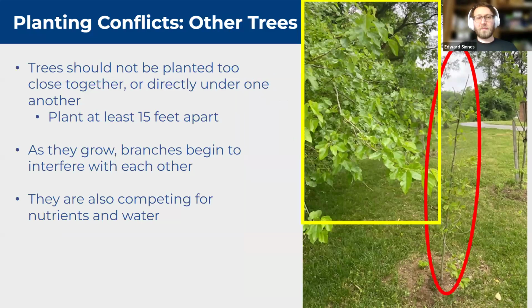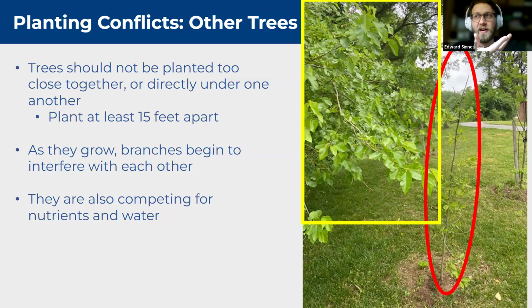So the other one is planting conflicts with other trees. Just like you and I, if you're on the subway or a bus and it's really packed, if you're like me, you're like, I don't love this. I don't love being squished like a sardine can when I'm on public transportation. I like some space. Trees are exactly the same. They shouldn't be planted too close to each other or directly under one another.